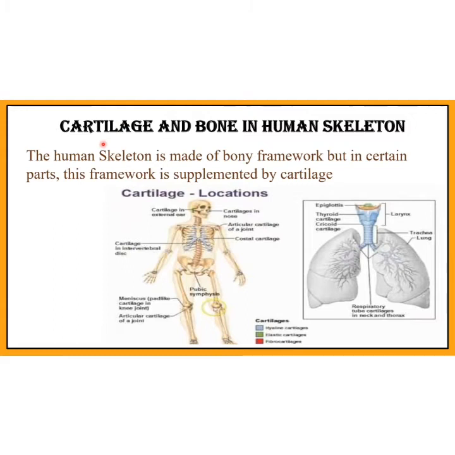Now we are going to discuss cartilage and bone in a human skeleton. The human skeleton is made up of a bony framework, but in certain parts, this framework is supplemented by cartilage. Cartilage, this is soft bone, like here, the ear. Cartilage is present in the pinna.